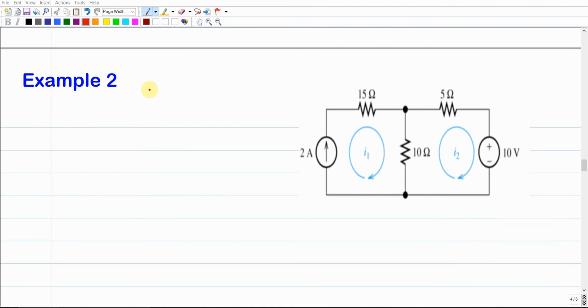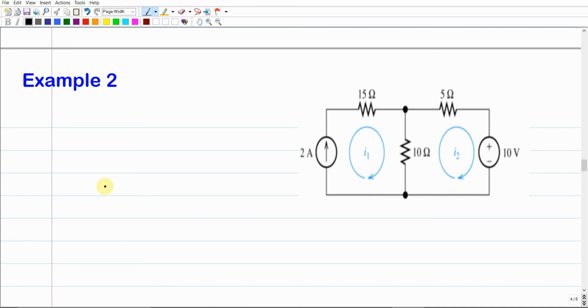So for this one, the first step as usual is to define the mesh currents. We have two loops, so there is one mesh and there is another mesh, and we're going to define I1 and I2, and assume that the direction of these two meshes is the same, the clockwise direction. Make sense? So we already defined I1 and I2.